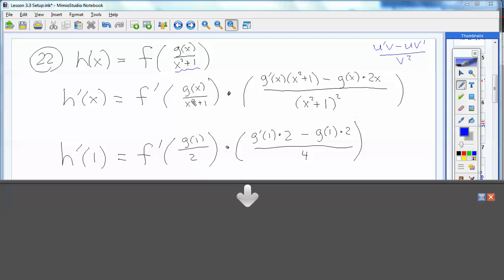Put a 1 in here, 1 plus 1 is 2. Put a 1 in there is g prime of 1. Put a 1 in there is 2. Put 1 in there, g of 1, 2 times 1 is 2, and then the bottom 2 squared is 4.